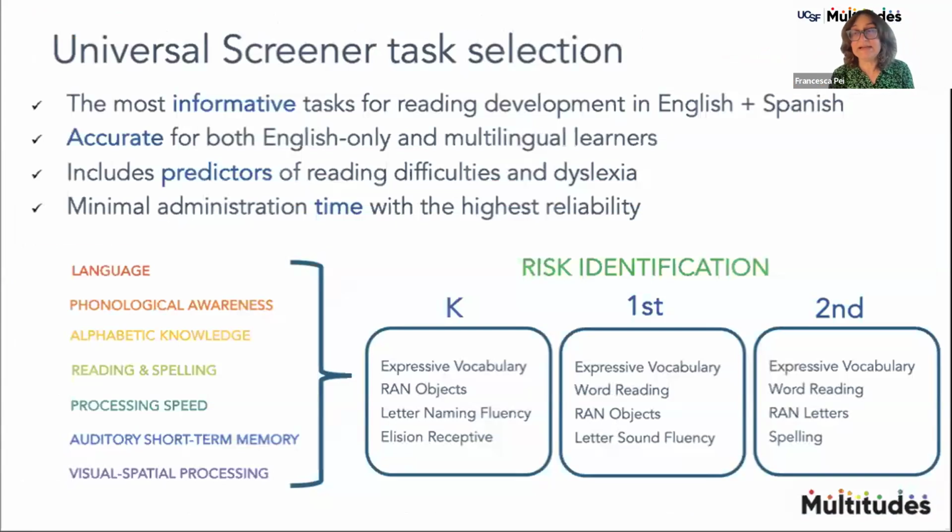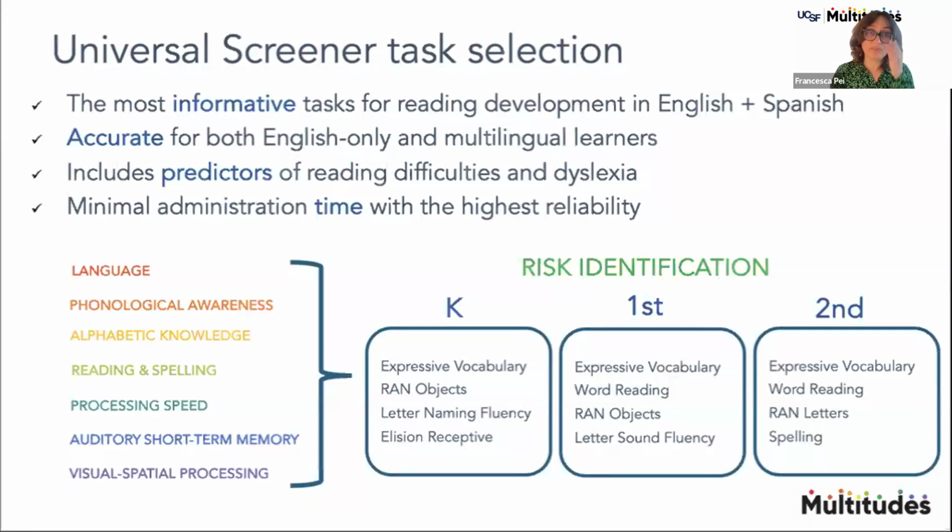The universal screener is a selection of those tasks. And the way we did select these tasks is after years of research and analysis based on the most informative tasks for reading development, both in English and in Spanish. The tasks are accurate for both English-only and multilingual learners. We did include predictors of reading difficulty and dyslexia. And we, of course, took into account the minimal administration time with the highest reliability.